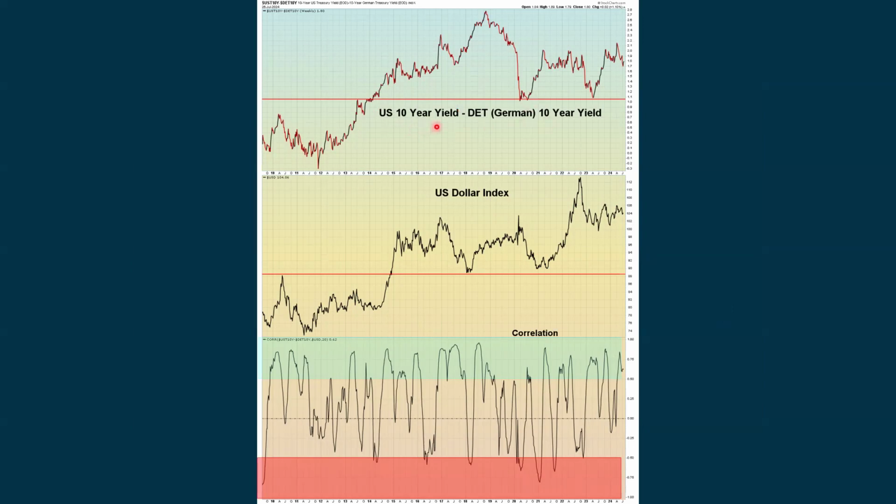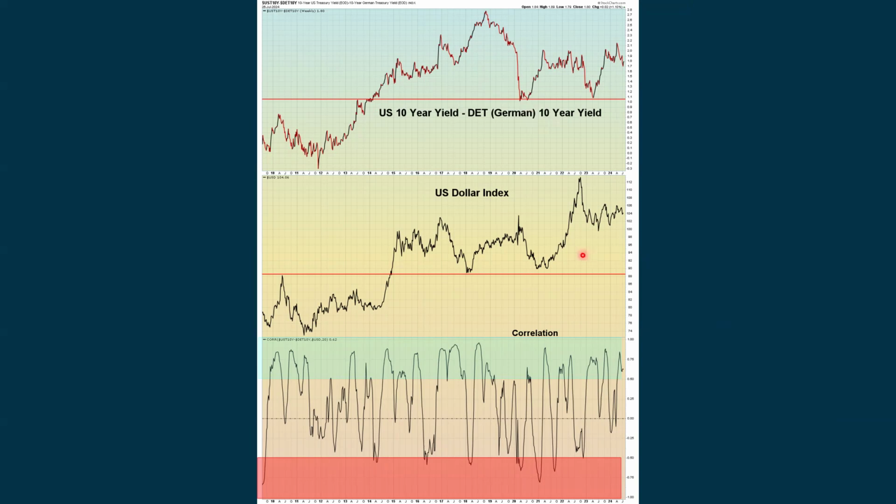We look at the 10-year yield in the US and we subtract the 10-year yield in Germany. And since US rates are higher, we're above zero right now. And then we plot the US dollar index down below, and we see the interplay between interest rates, not only in the US, but internationally, and its impact on the dollar index. And right now, these charts are having a fairly strong correlated relationship. That's why we keep an eye on this to see if that correlation continues.